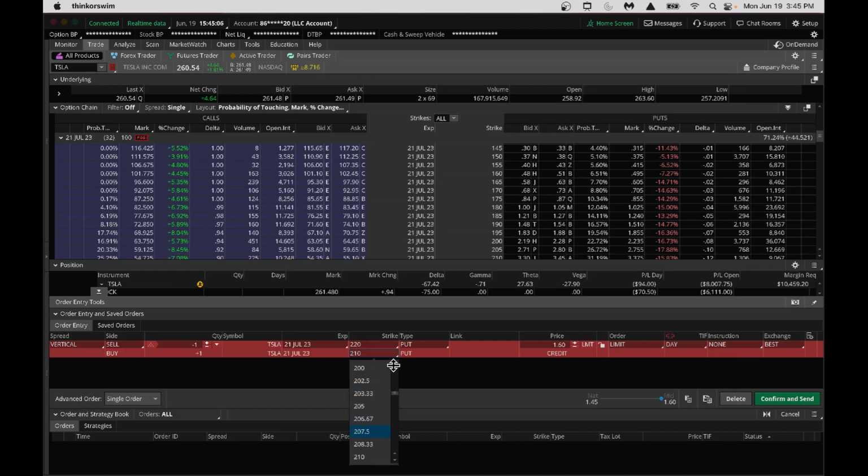Let's go up here. There you go. It's a $20 wide spread here. Look, we are making $2.74, which is great.